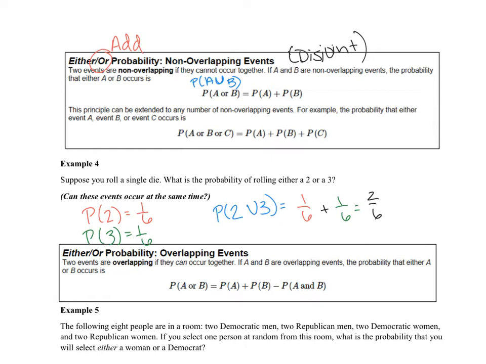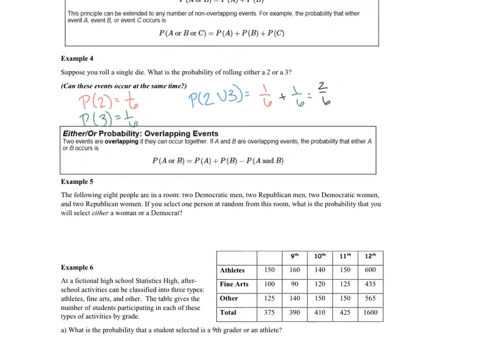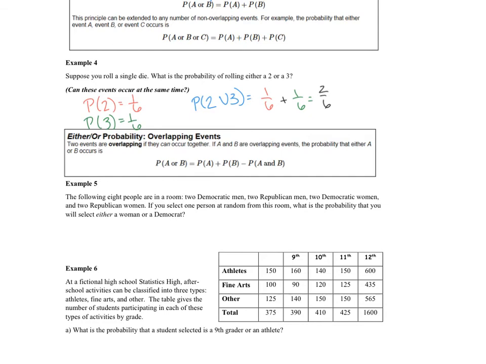Now, what if events overlap and we're looking at the or statement? Well, if events overlap, we run into a problem. And I'm going to display this problem with what's called a Venn diagram. In a Venn diagram, we draw this rectangle, which represents the entire sample space. And we have two events, event A and event B, and they have overlap.